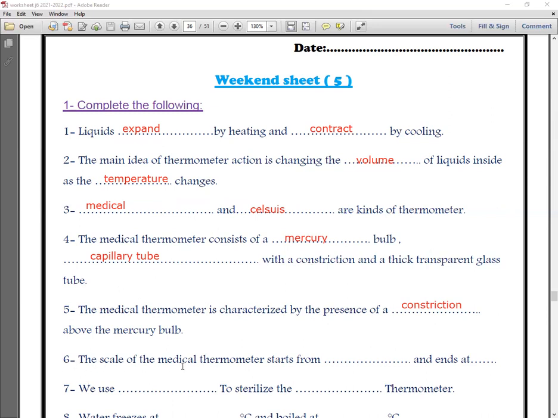Number 6, the scale of the medical thermometer starts from what and ends at what? It starts from 35 Celsius degree and ends at 42 Celsius degree.